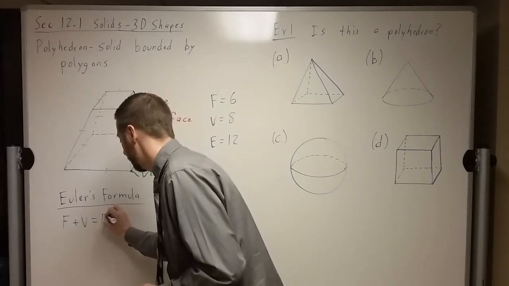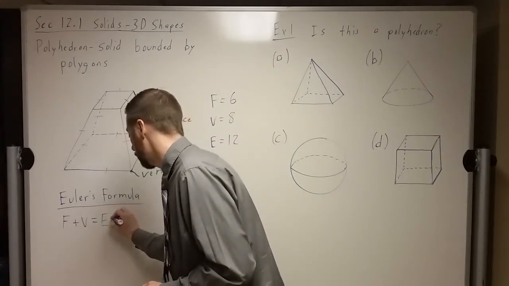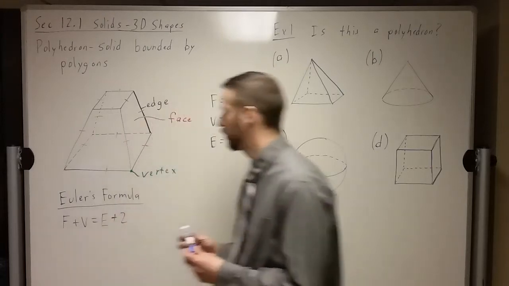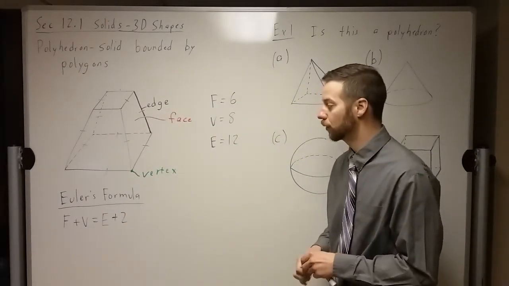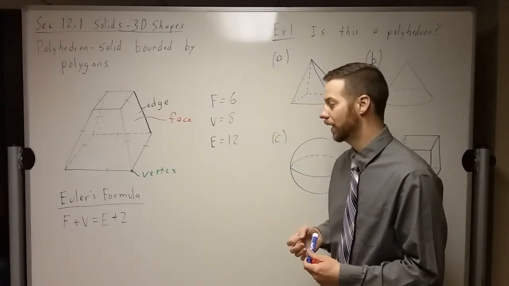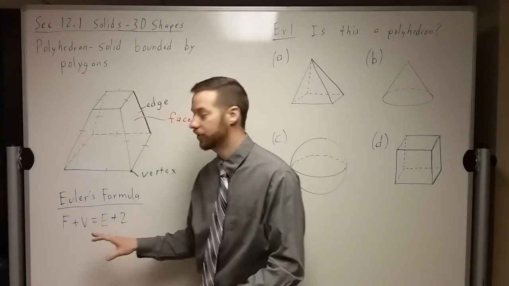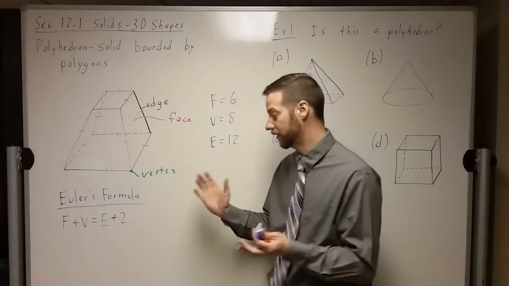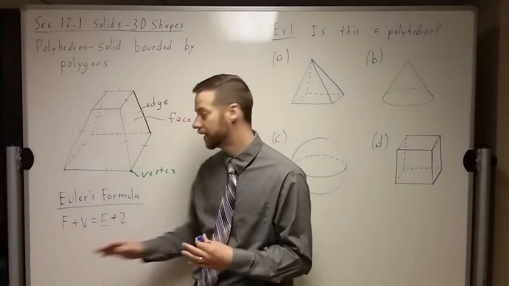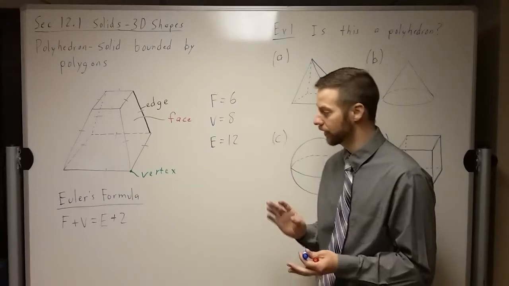It's always faces plus vertices comes out to 2 more than the number of edges. And so faces plus vertices will always equal edges plus 2. And some people will say faces plus vertices minus 2 equals edges. If you like that, that's fine. It's just basically doing algebra and moving the 2 to the other side. Whichever way you want to remember it, it's good.